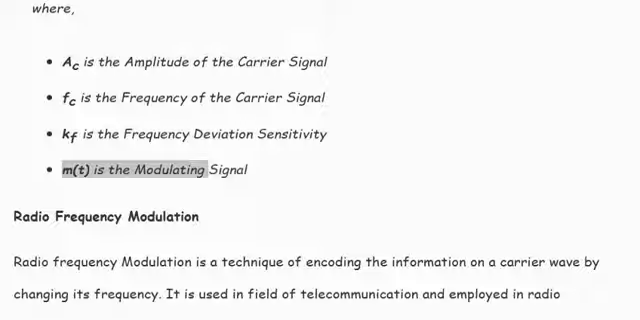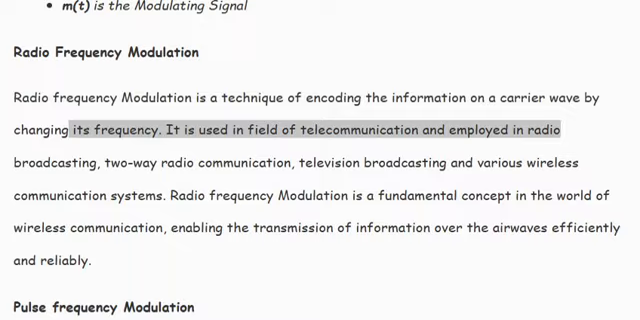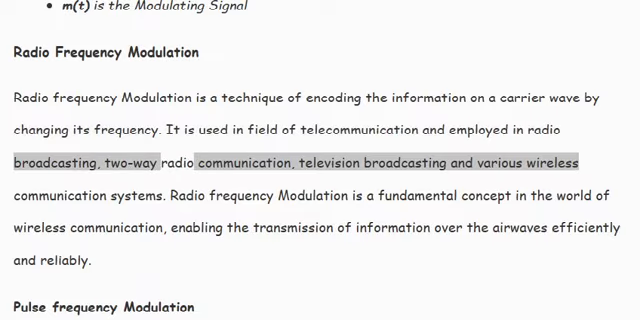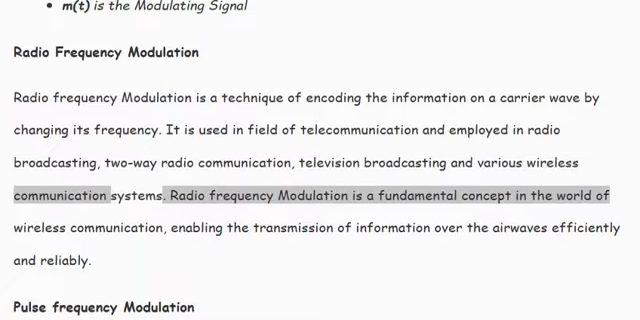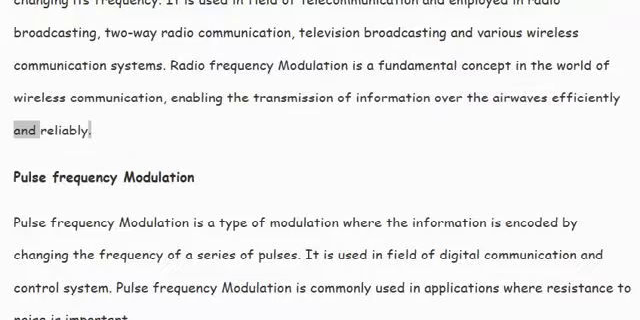Radio frequency modulation. Radio frequency modulation is a technique of encoding the information on a carrier wave by changing its frequency. It is used in the field of telecommunication and employed in radio broadcasting, two-way radio communication, television broadcasting, and various wireless communication systems. Radio frequency modulation is a fundamental concept in the world of wireless communication, enabling the transmission of information over the airwaves efficiently and reliably.